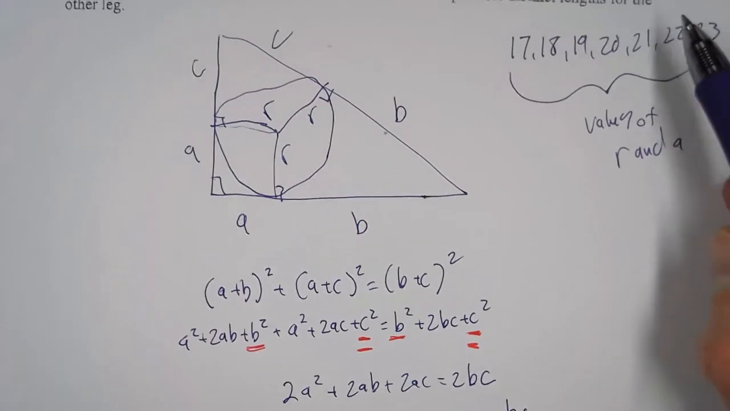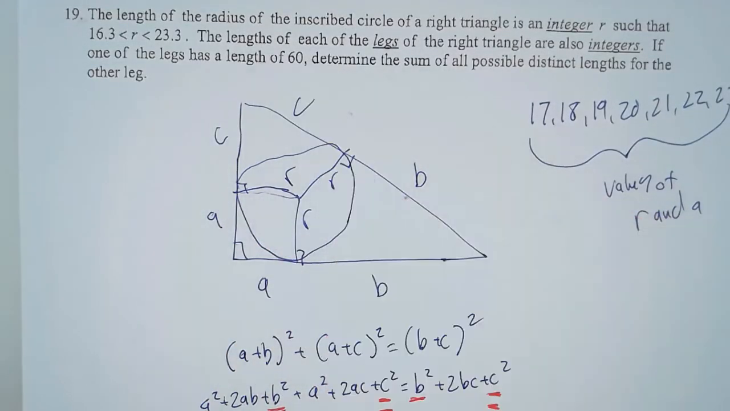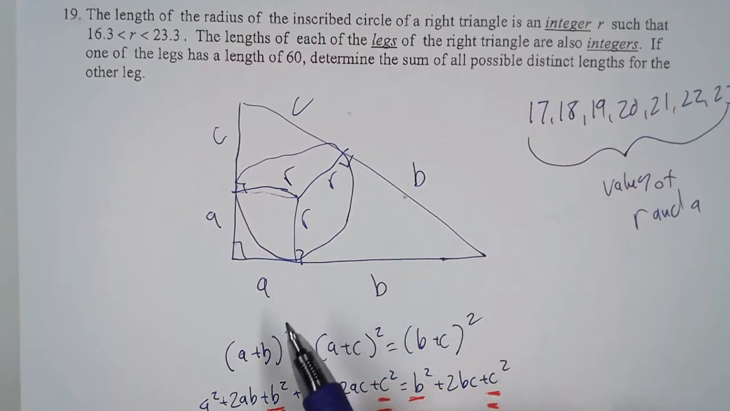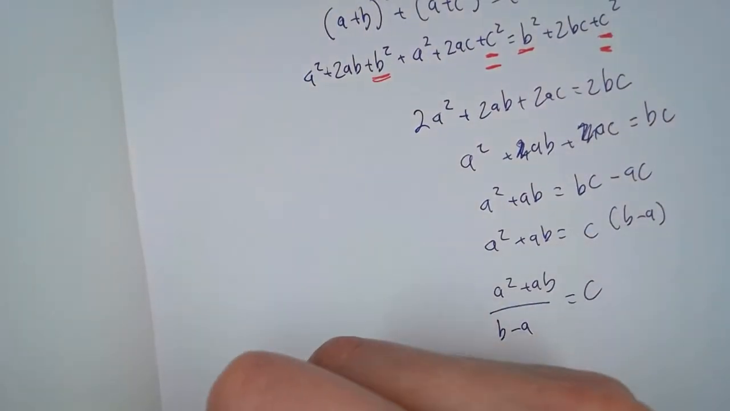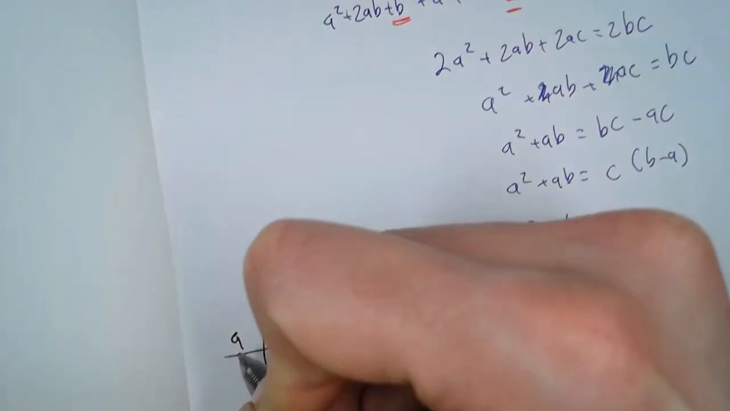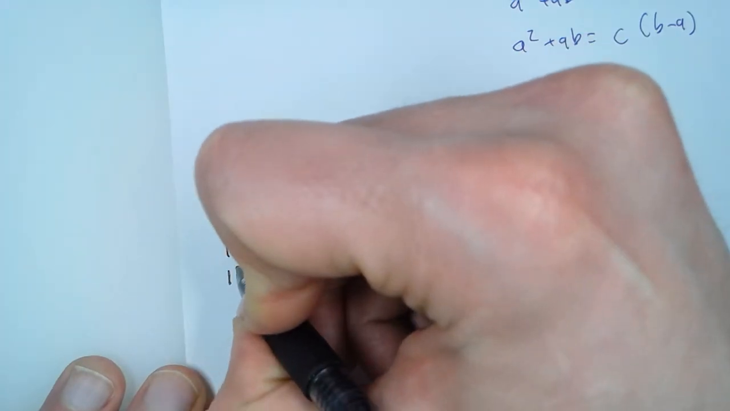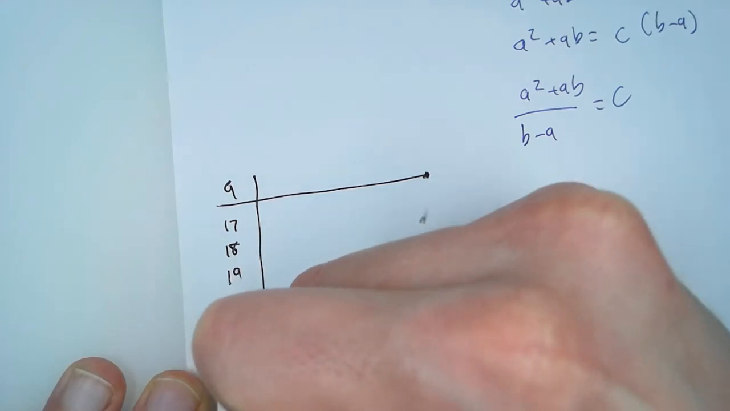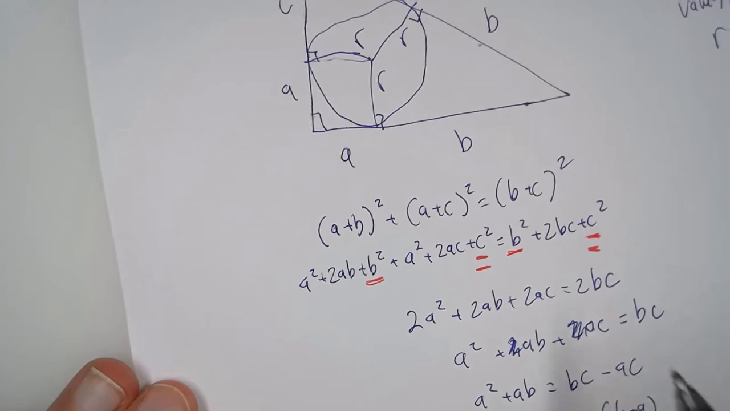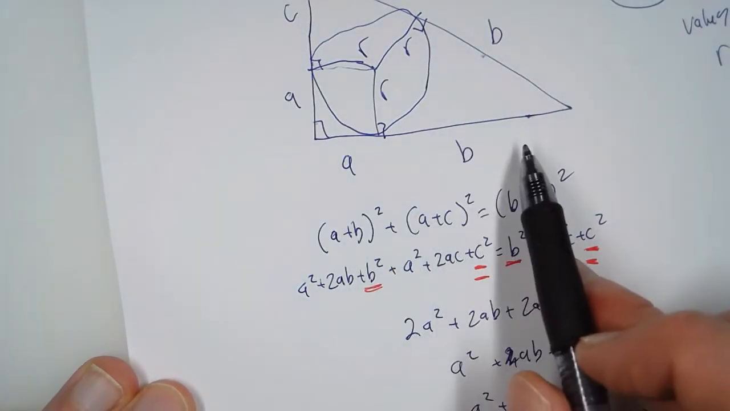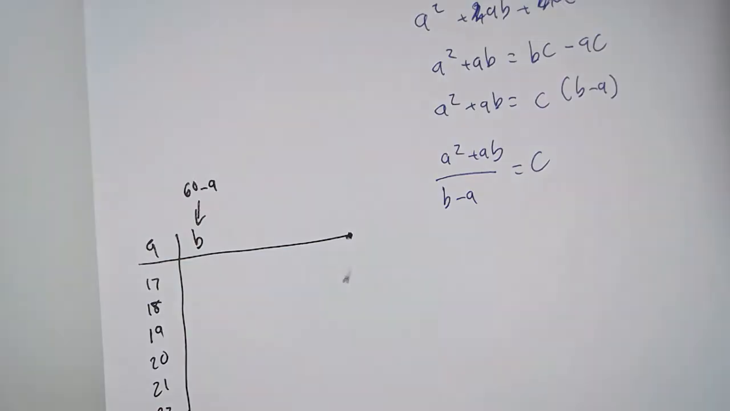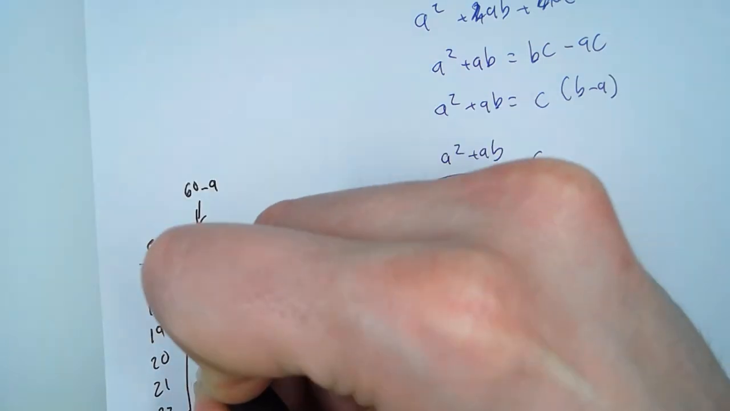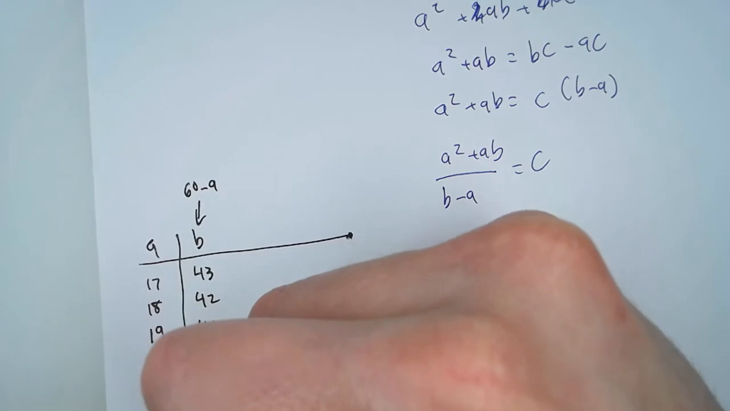All right. It says that one of the legs has a length of 60. So let's call this 60. So we know that A plus B has to add up to 60. We want to determine the sum of all possible distinct lengths for the other leg. The key thing is they told us the length of each of the legs are also integers. So we said that A could only be certain numbers, anywhere from 17 up to 23. So I'm going to list them all. Because this leg is 60, if we set A to a certain number, B automatically has to be another number that adds up to 60. So 60 minus A is what B is equal to: 43, 42, 41, 40, 39, 38, 37.